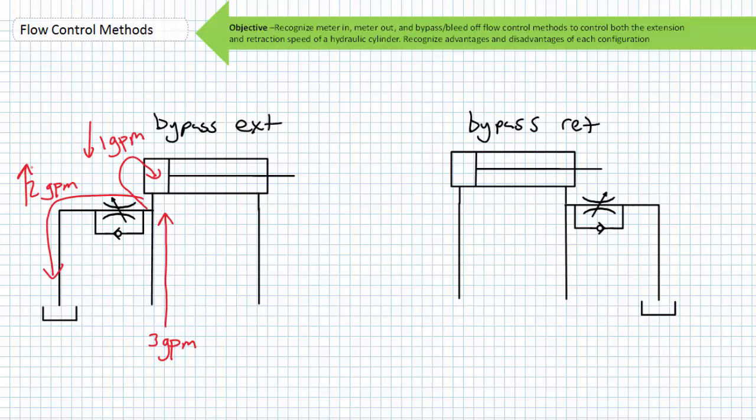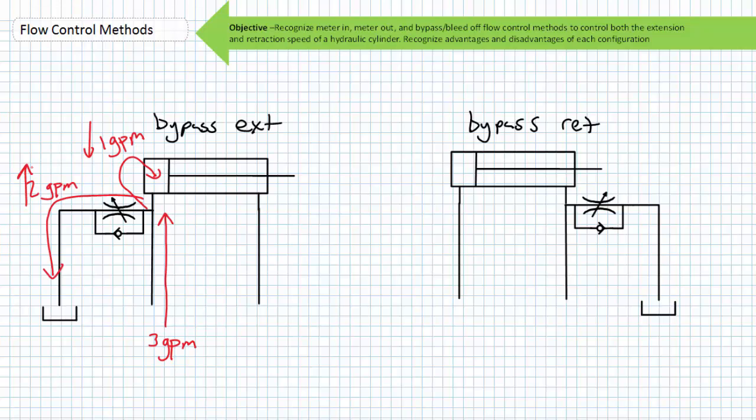Say for example, our load requires 400 psi of pressure to extend and the pressure relief valve is set at 700 psi. The pressure differential across the flow control valve now is only 400 psi and not the 700 psi across the main pressure relief valve. There is still a temperature rise and inefficiency, however it's less than our previously direct controlled configurations.